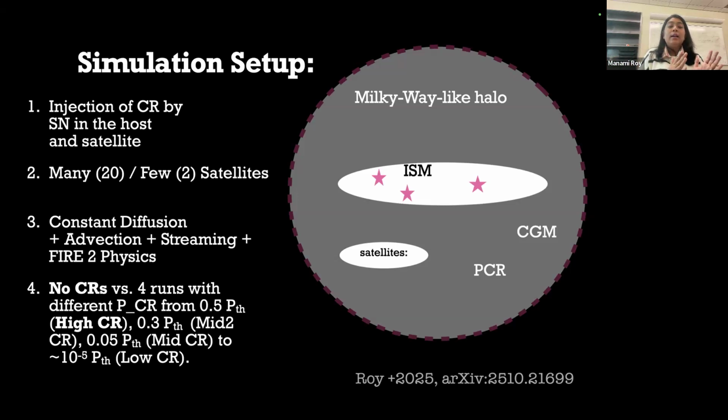Then we have 4 different cosmic ray runs and a no cosmic ray run. The 4 different cosmic ray runs have different cosmic ray pressure in the halo, from very high cosmic ray pressure, which is 0.5 P thermal, which is usually seen in the interstellar medium of the Milky Way, to very low cosmic ray pressure of 10 to the power minus 5 times thermal pressure. So we have very high cosmic ray, which is an ISM-like value, and we have very low cosmic ray, and in between two medium amounts of cosmic rays. We just wanted to see if the trends with the cosmic rays are systematic. So we have these 4 variations, from low to high.